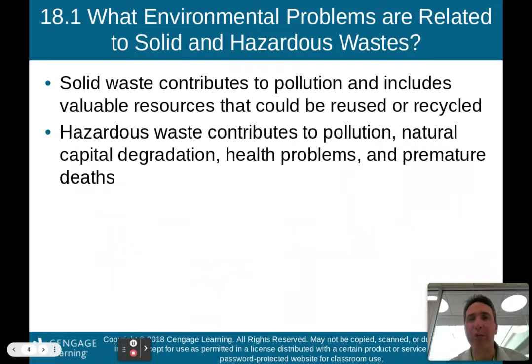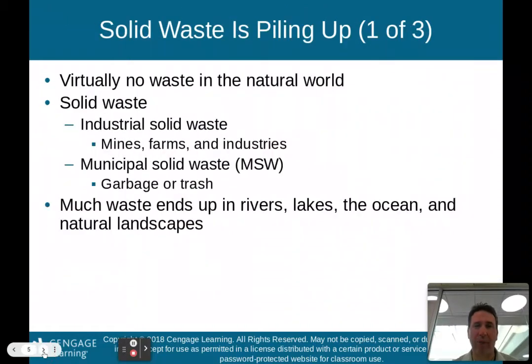So what environmental problems are related to solid and hazardous waste? Well, solid waste contributes to pollution and includes valuable resources that could be reused and recycled. Hazardous waste contributes to pollution, natural capital degradation, health problems, and premature death. And again, we spoke about hazardous materials in a previous chapter where we talked about all that hazardous waste.